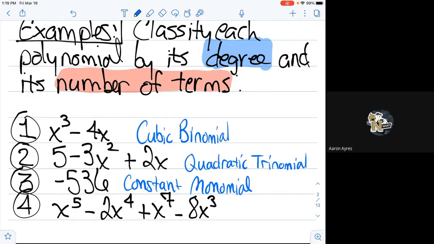Mason, what do you think it is? You're close, but you got your descriptions backwards. Number of terms is not quartic. That's for degree. Okay.